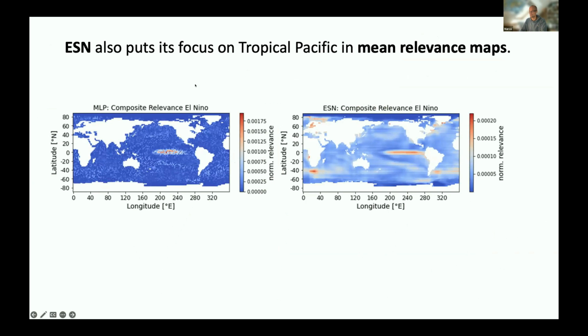Before we look at that, we go back to what we've seen before. That was the multi-layer perceptron, the mean relevance map with the strong focus on the Nino region, and only there. We don't see any significant relevance anywhere else.